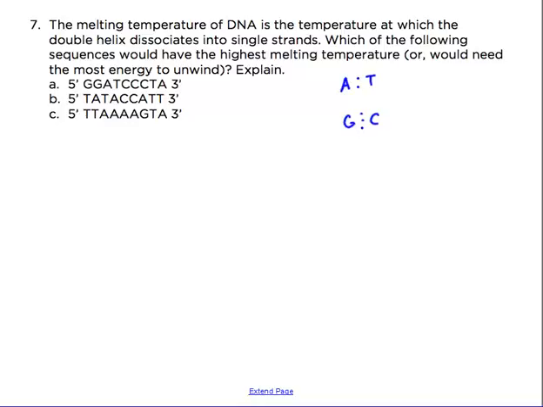So let's count the number of G's and C's. In A, in one strand, they have GG 2, CCC 3, 4, 5. There's 5 G's and C's. In B, they only have 2 C's. And in C, they only have 1 G. So right now we're saying that A has the highest GC content. And this means that it's going to have the highest melting temperature.